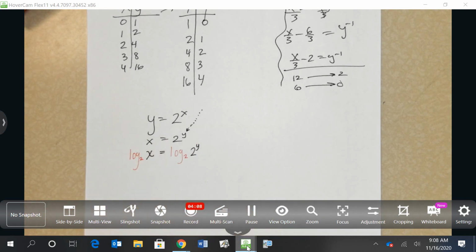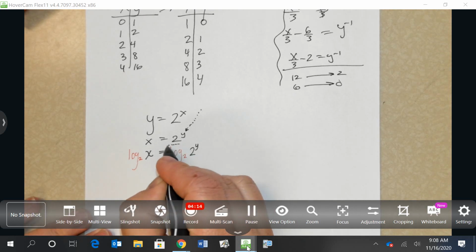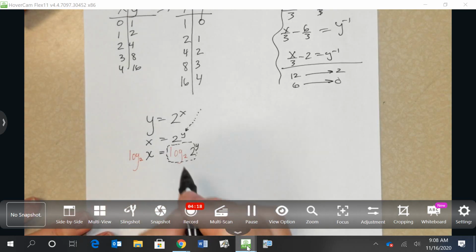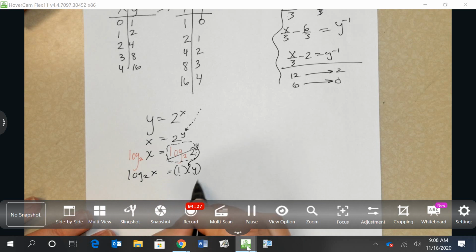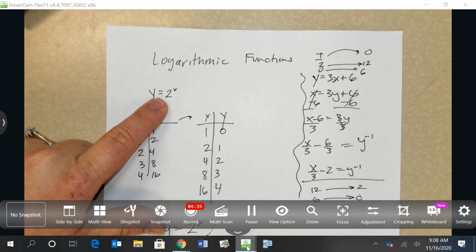Okay, now I'm going to simplify. We're going to dive into this a little deeper later today, but this portion right here that I'm just putting little dots around simplifies to 1. I'm going to explain that in just a second. So this simplifies to a 1, and then I get to bring down whatever the exponent is. So 1 times y is the same as y, and now I've isolated the y. And I believe this is the inverse of this original function.